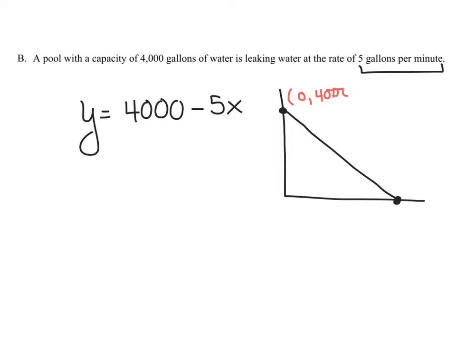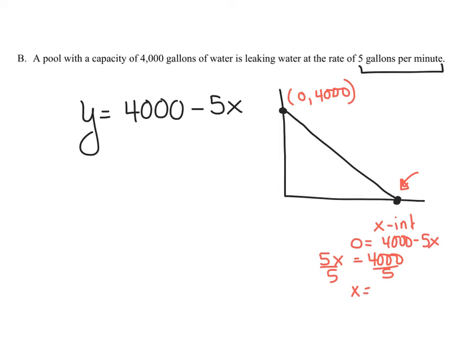So this first one is (0, 4,000), my y-intercept. Now down here, my x-intercept. Two ways of thinking this through. Some of you are probably just really good at thinking, well, how long does it take to empty the pool? Or you can actually calculate your x-intercept off on the side. So to get an x-intercept, we let y be 0. So if I do 0 equals 4,000 minus 5x, if I add 5x to both sides, that gives me 5x equals 4,000. Divide both sides by 5, and I get x equals 800.